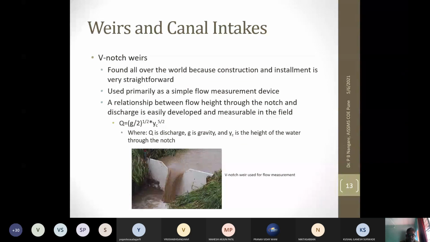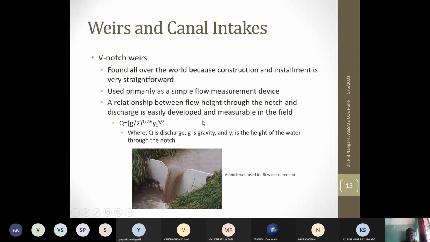Now the V notch weir. It is found all over the world because the construction and installation are very straightforward, and it is used primarily as a simple flow measurement device. With the V notch, you know the equation 8 by 15 CD root 2G tan theta by 2 into H raised to 5 by 2. By using this equation, you measure the discharge through this V notch.